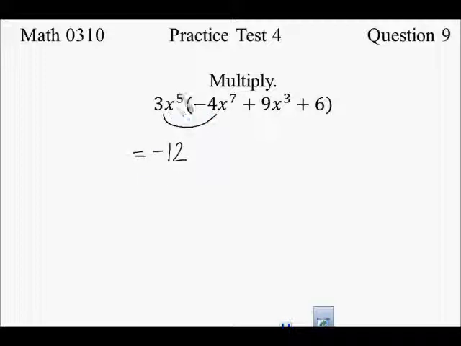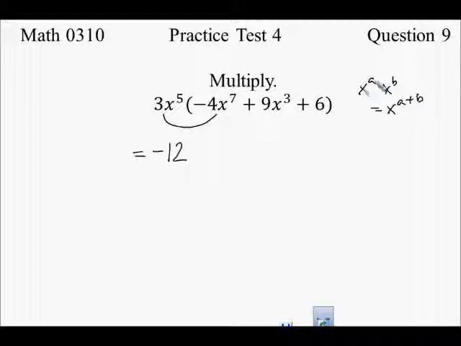And then we have x to the fifth times x to the seventh. So again, remember, when we are multiplying the same base with different exponents, we actually add those exponents.